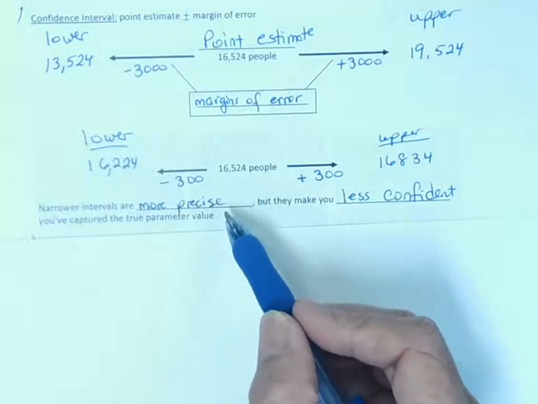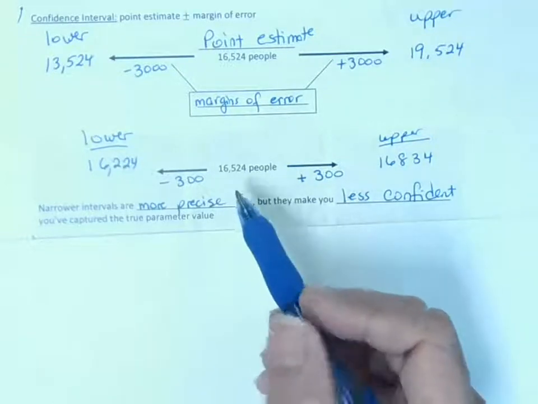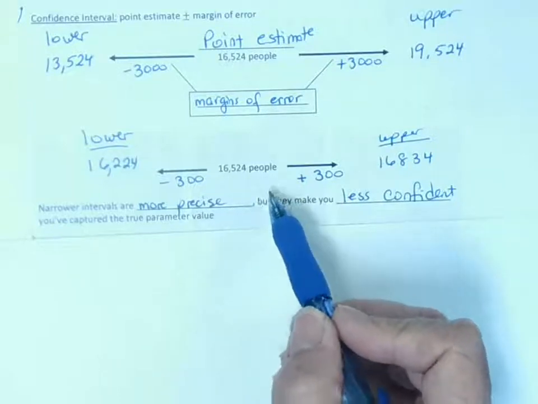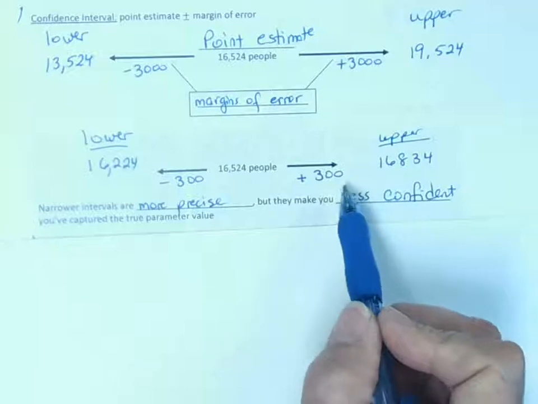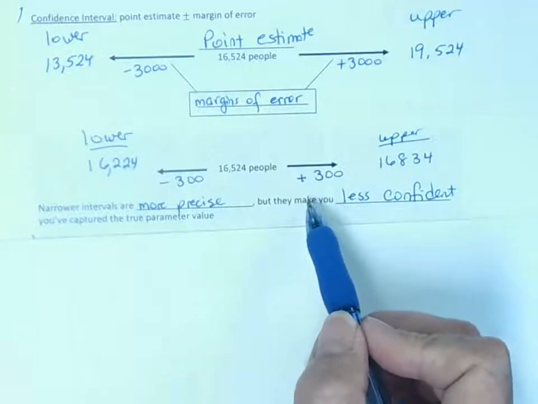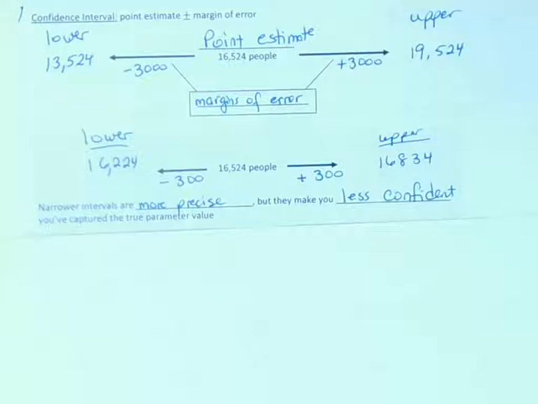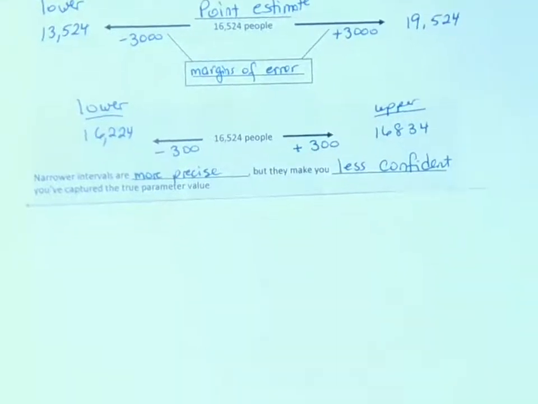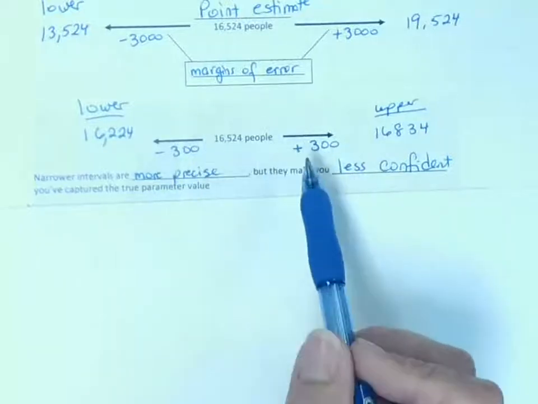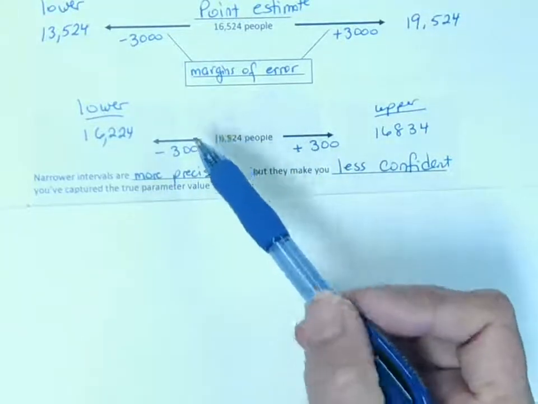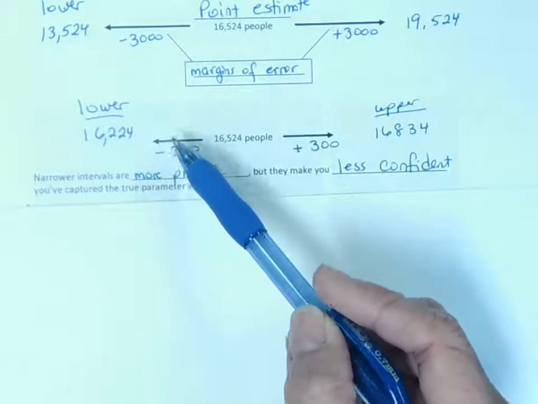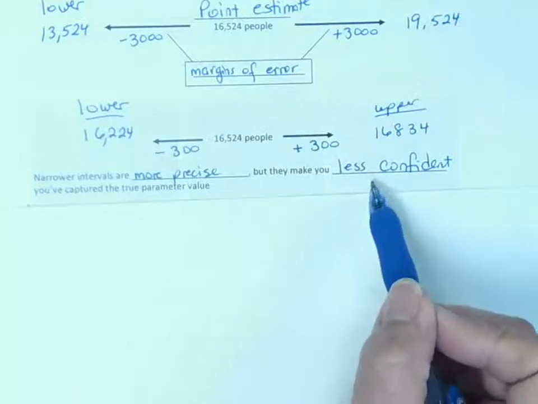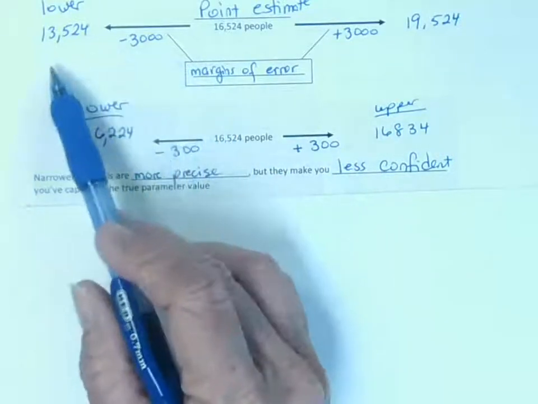And in this case, it's a mean that we're looking for. So we are not as confident that we've captured the true number of people in this interval because it's much smaller. Okay, well, what if I said, I think it's important that I capture the true number of people in the Superdome. So let's make this interval wider. So by making my margin of error smaller, it made the interval smaller, but I was less confident. So if I want to be more confident, I need to make this interval bigger.